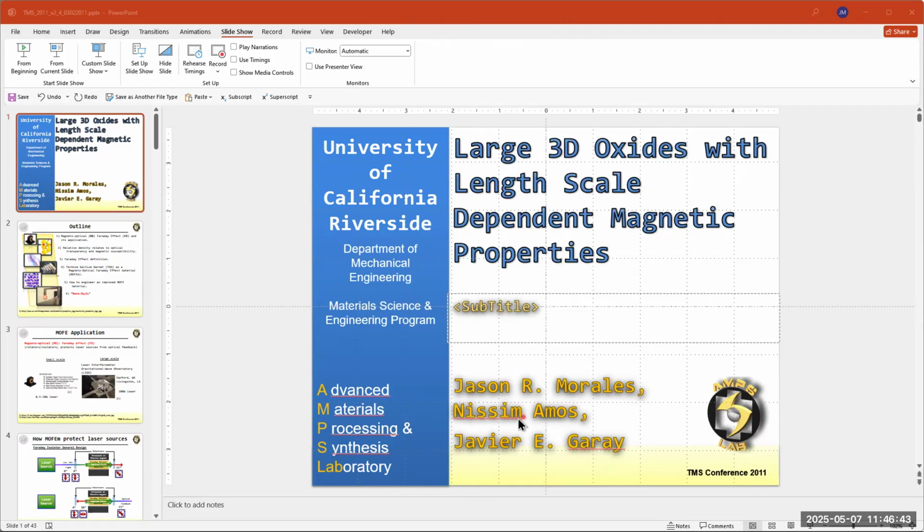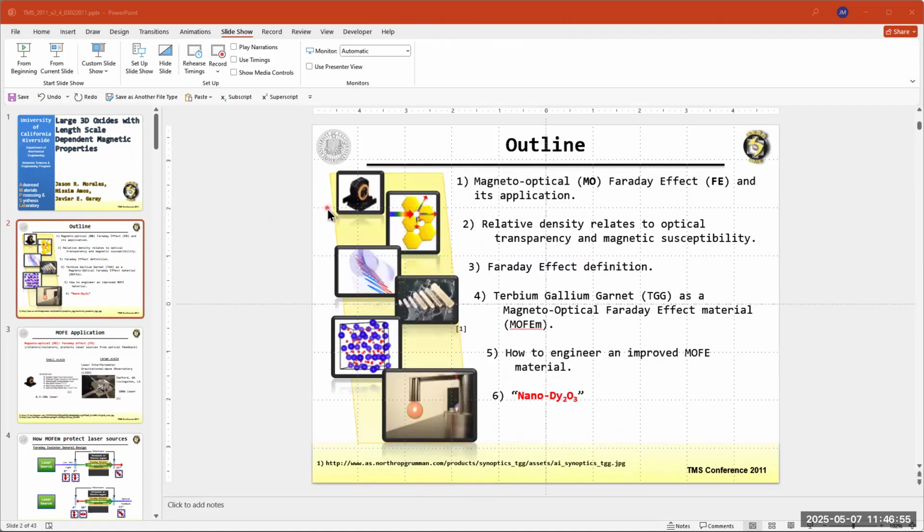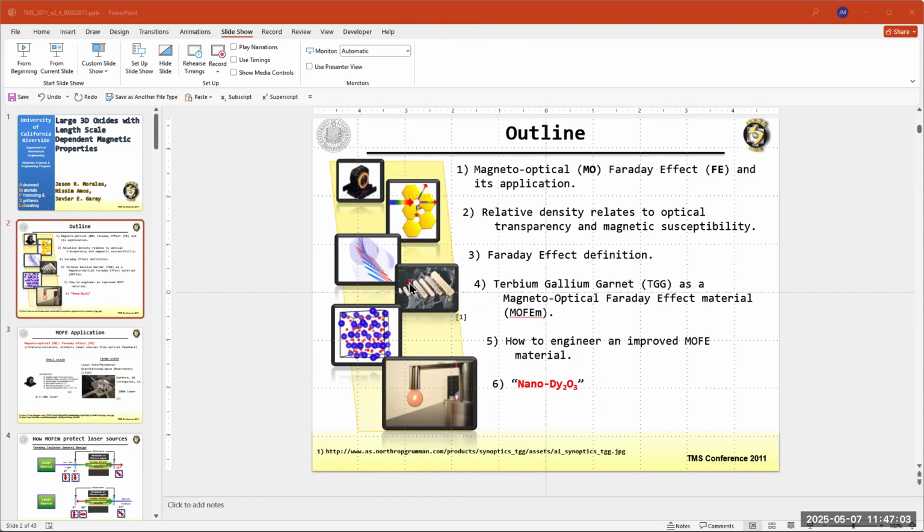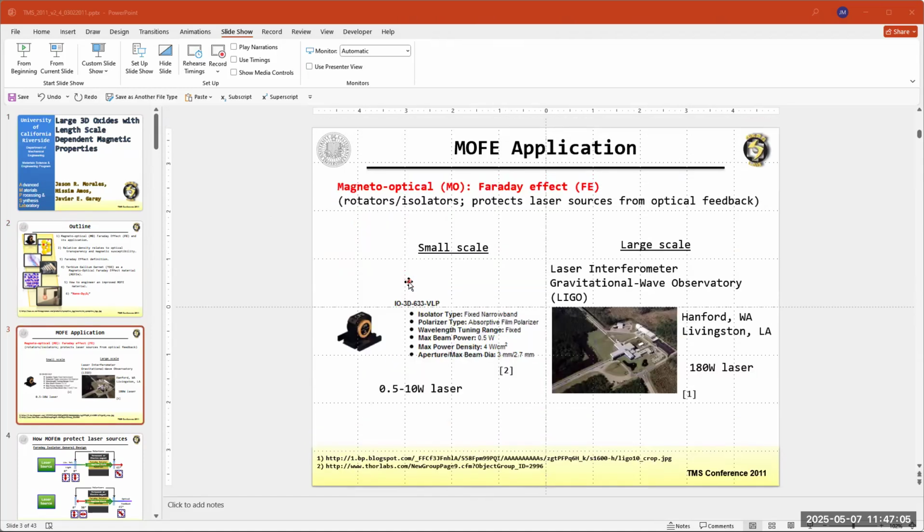This is with another colleague of mine. And so here I was talking about large 3D oxides with length scale dependent magnetic properties. I'm just showing this within Microsoft PowerPoint, just showing that I've composed slide presentations in the past. Slide presentations usually have a mixture of text and pictures.